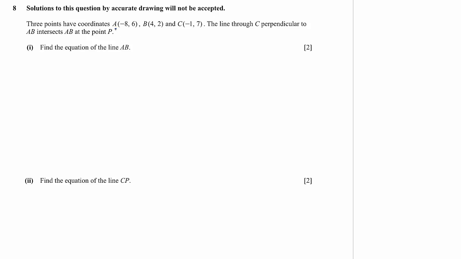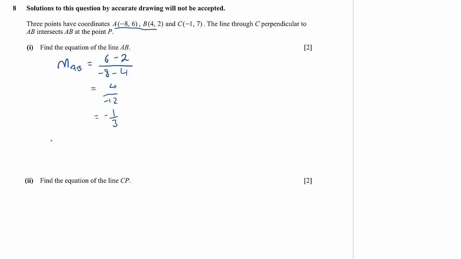So we're just working with these. The gradient would be the first thing to work out, the gradient of AB. So difference in the y's, 6 take away 2, over difference in the x's, -8 take away 4. So that's 4 over -12, so that gives me -1/3.